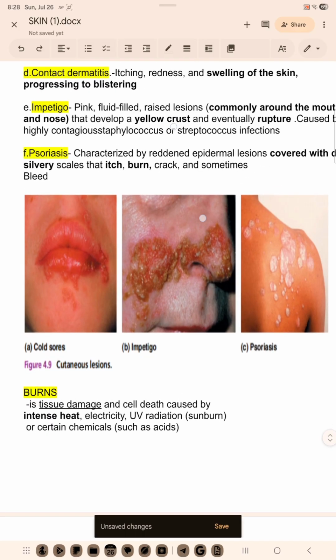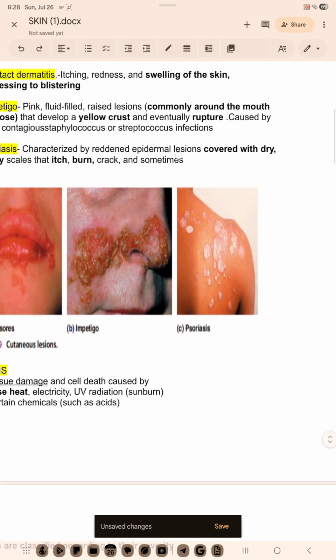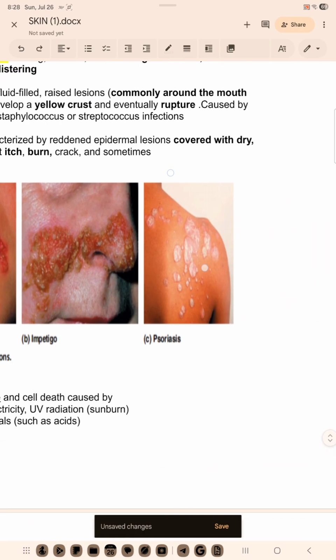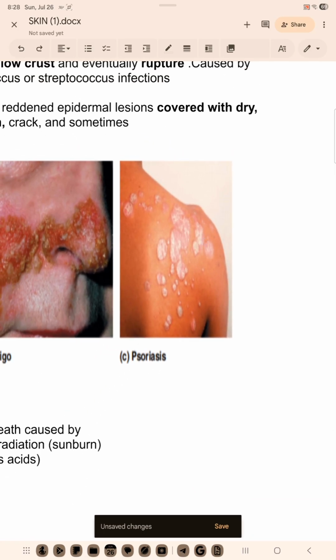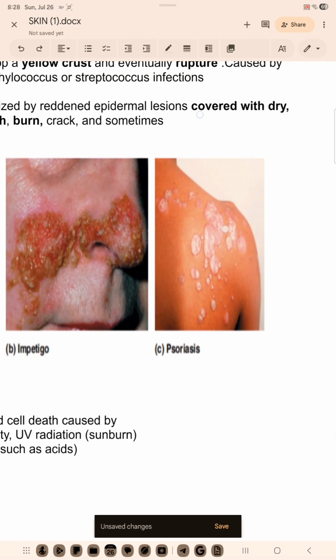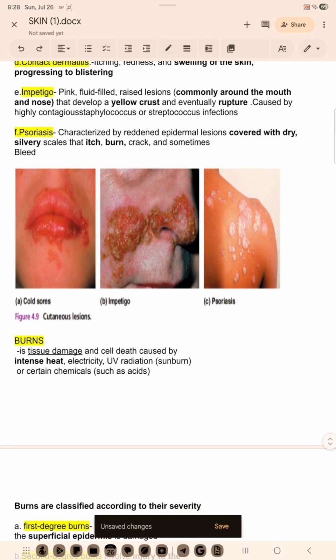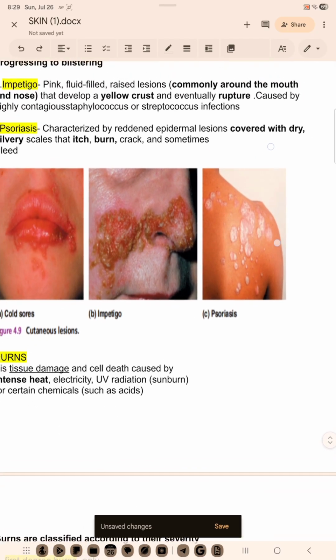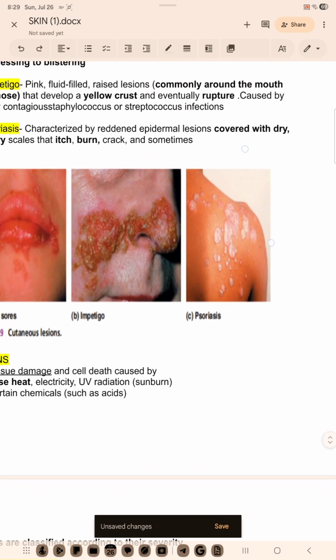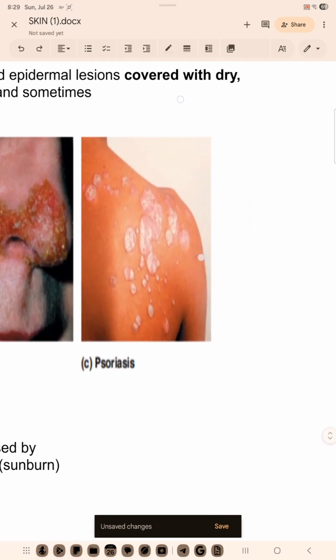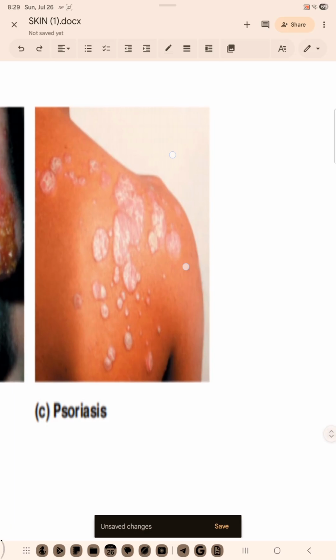Okay, next is psoriasis. Psoriasis can reach the scalp. Psoriasis is covered with dry, silvery scales that itch and burn and crack, and sometimes bleed.